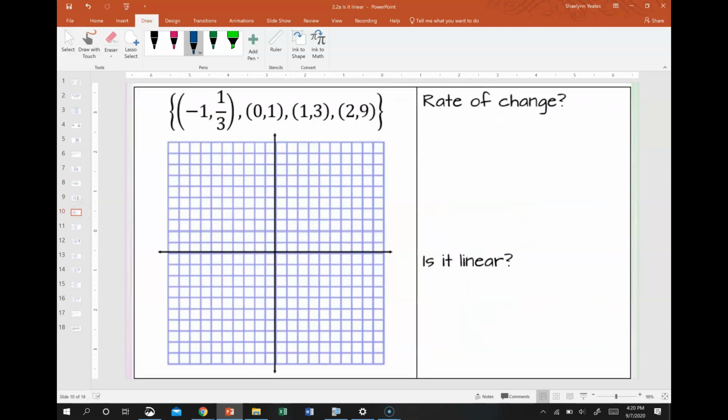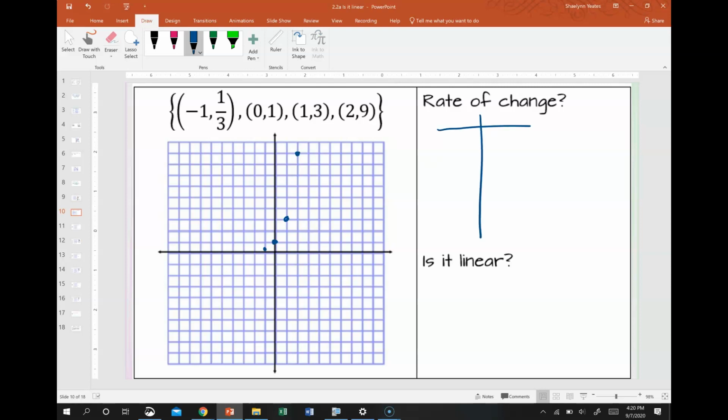Alright, so looking at this one, we're going to see if it has a rate of change and if it's linear. The rate of change we find by putting it in the table, and then we decide if it's linear if the rate of change is always the same. So here we're going to go ahead and graph it. We've got negative 1 and 1/3, so that's about like there-ish. Then we've got 0 and up 1. Then over 1, up 1, 2, 3. And then over 2, up 9. Well, that doesn't look super linear, but let's see what's happening.